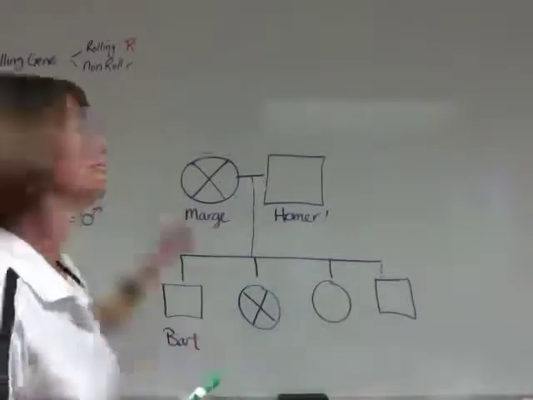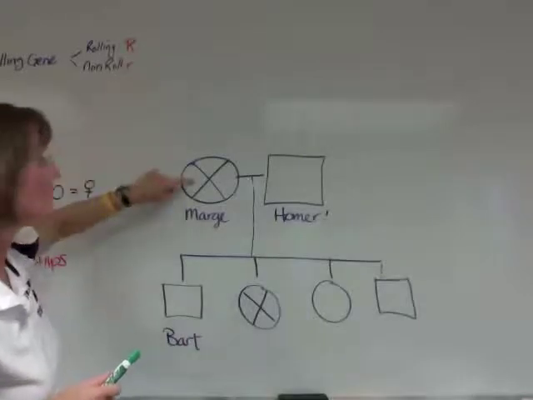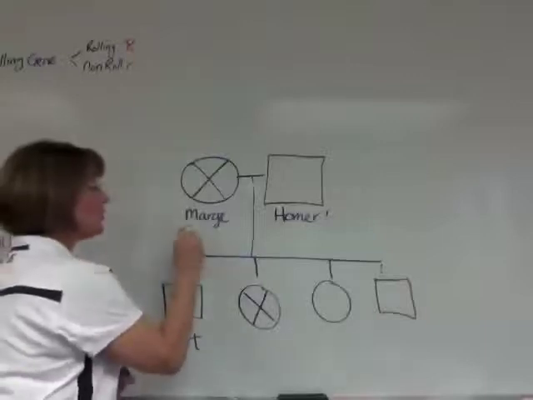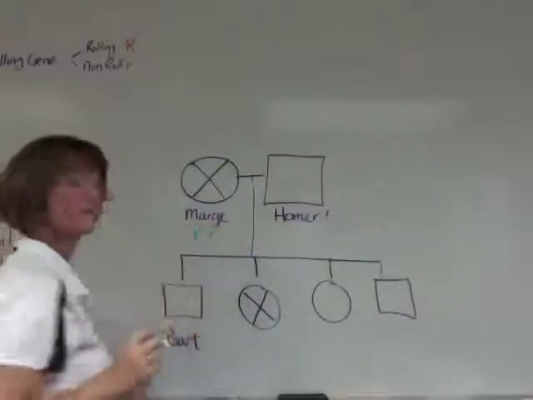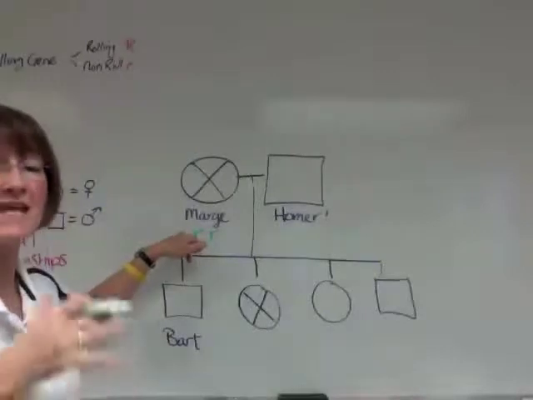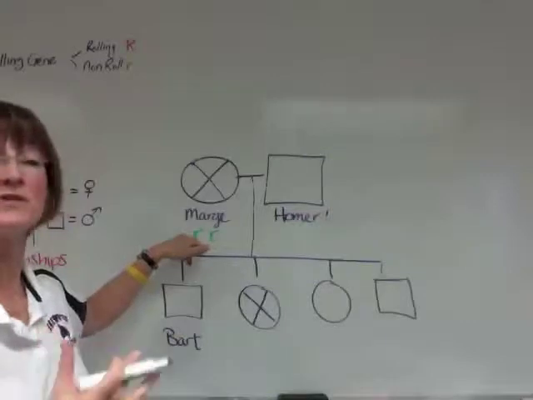We know that non-rolling is a recessive trait. If you're a non-roller like Marge, you have to have two recessive alleles. Because if you had a dominant allele, Mendel's principle of dominance would say that you would be able to roll your tongue. So Marge is homozygous recessive.